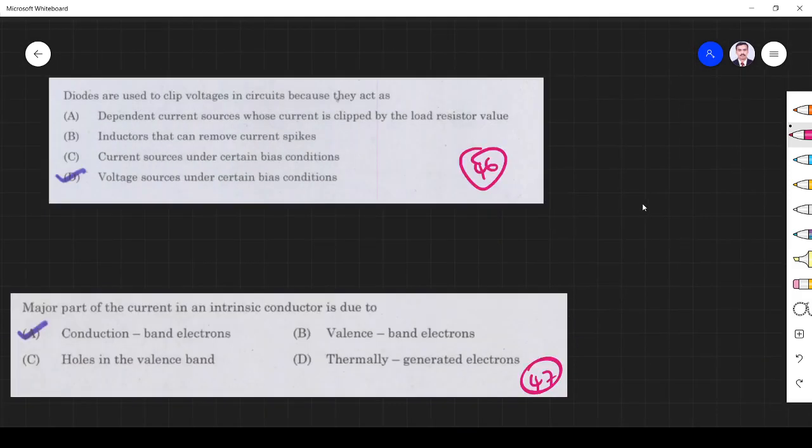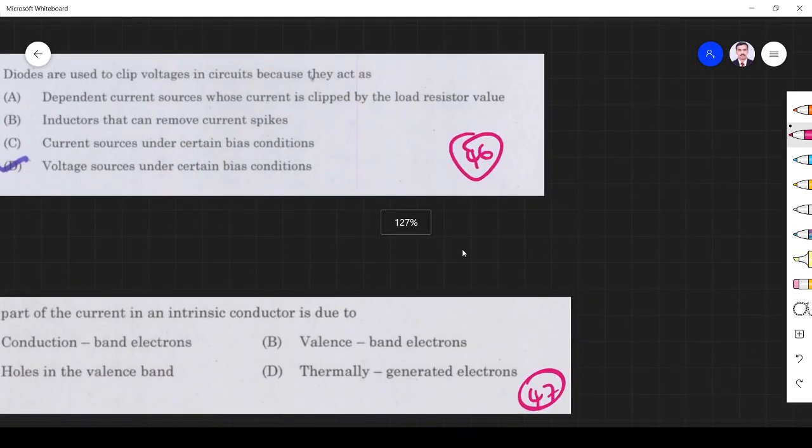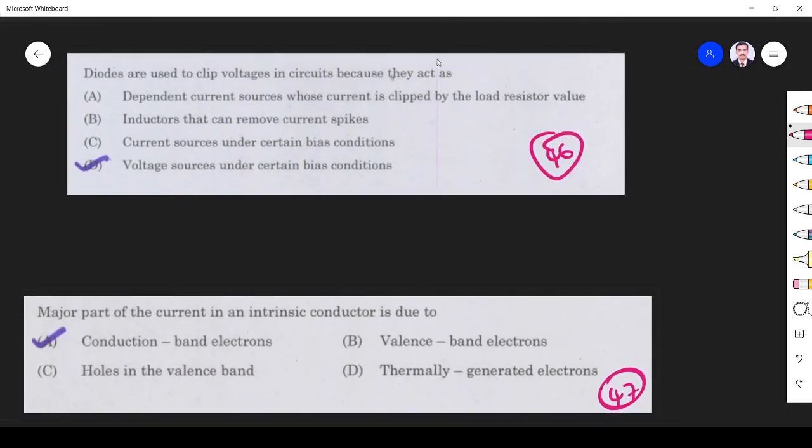Next question. Diodes are used to clip voltage. That is, a diode acts as a clipper. What is the reason? Because the diode acts as a voltage source under certain bias conditions. It is not acting as a current source. So all the other answers are wrong. That's why it is used to clip the voltages.